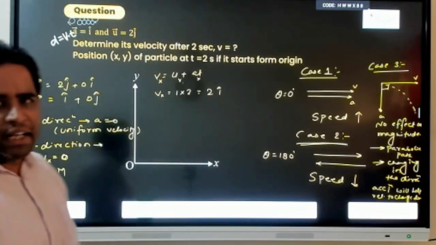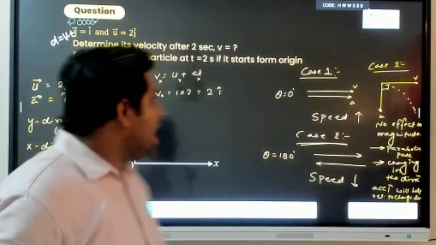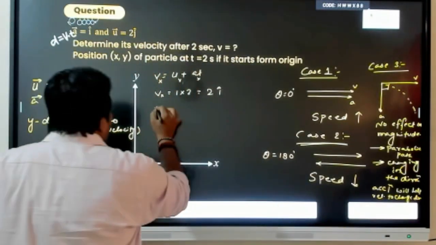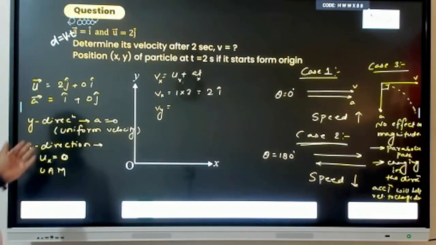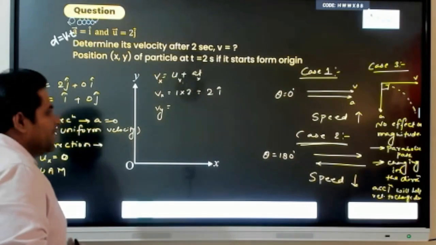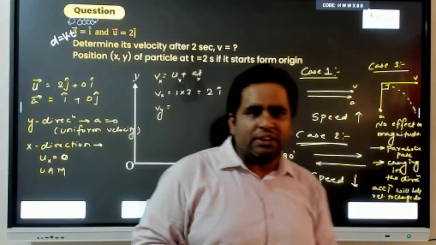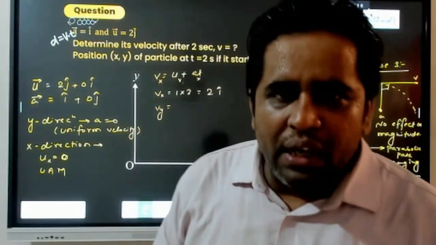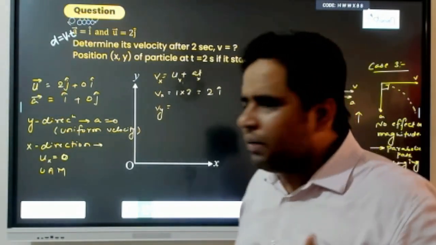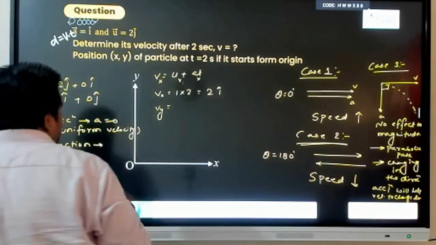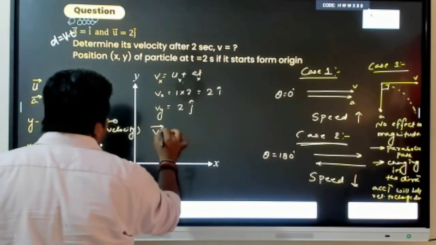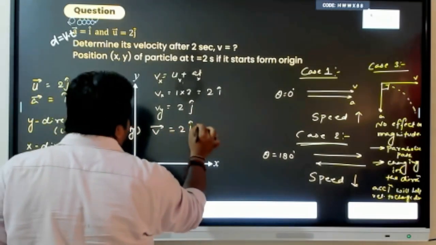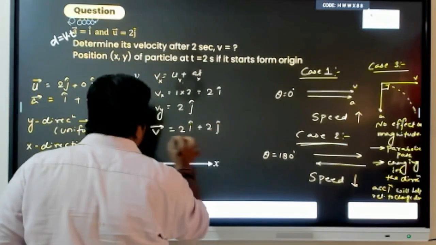I hope you all are getting my point. Definitely, if I am talking about Vy, what is going to be Vy? Because in the y direction it is uniform velocity, acceleration is 0. So definitely whatever the velocity will be initially, that same velocity will be there after 2 seconds, 3 seconds, 4 seconds, that way. So Vy is going to be 2 j cap. So the V vector can be written as 2 i cap plus 2 j cap.